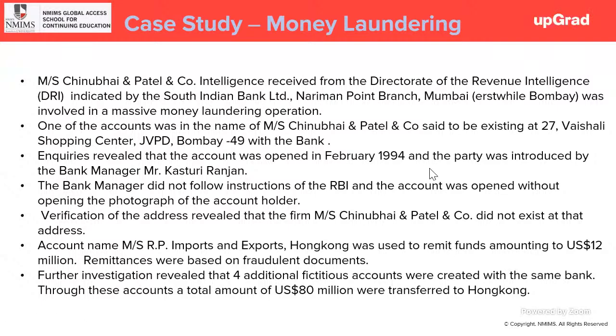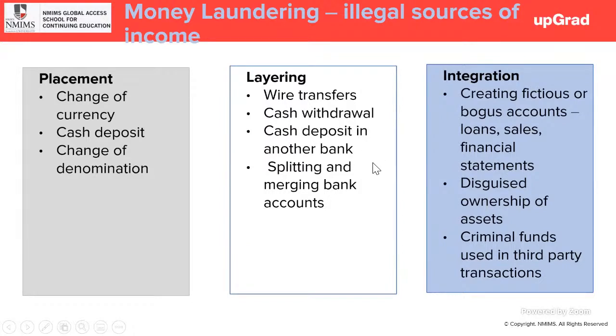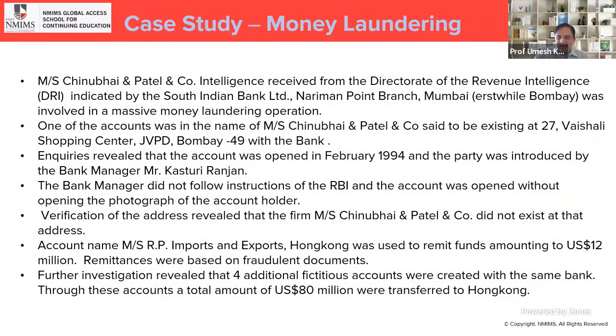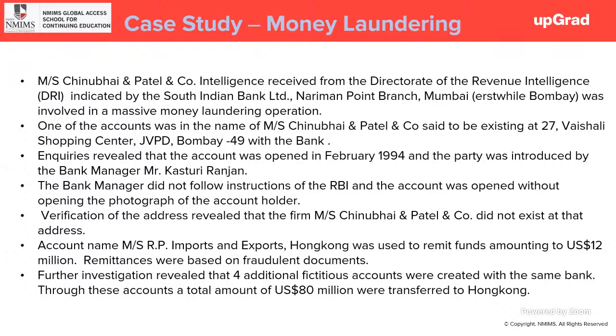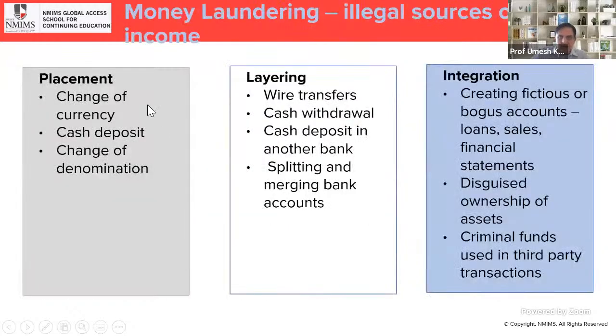So under placement, which of these are applicable here? Under layering, we talked about placement and integration. Under layering, any of these visible? Wire transfers, cash withdrawal, cash deposit in another bank. So wire transfers were there. Yes, sir. The wire transfer was the 12 million US dollars. Cash deposit in another bank was also there. Yes, sir. The total amount is $80 million, sir. Transfer to Hong Kong after integration. Yes, sir. So we do see cases of placement, layering, and the last one of integration evident in this case here.